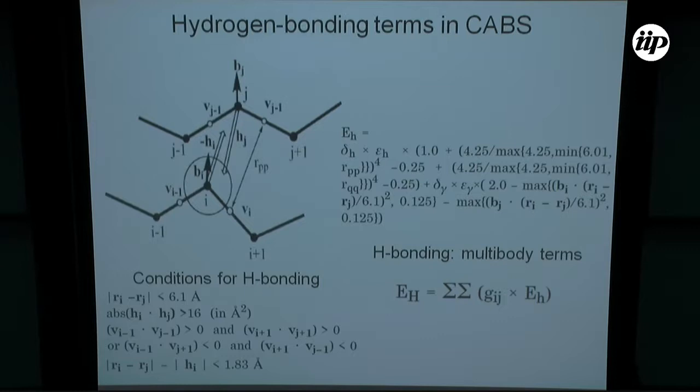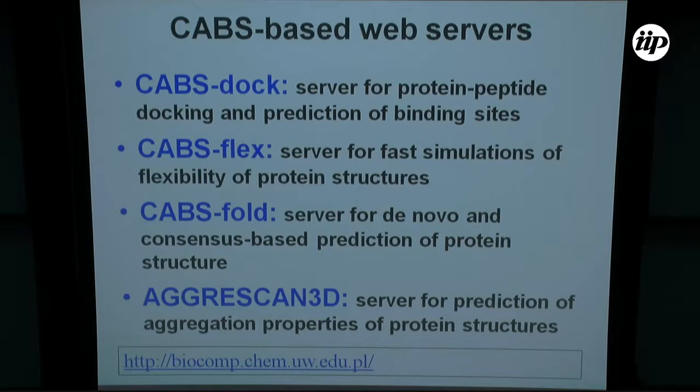And this is actually my last slide about CABS. For the server you can refer to this web page, and using their web servers, you can do docking. You can simulate the harmonic dynamics of a protein if you input the PDB structure. You can simulate folding with some template-based aid, and you can simulate aggregation. So much about this, and I recommend you read Sebastian's paper and consult their webpage.